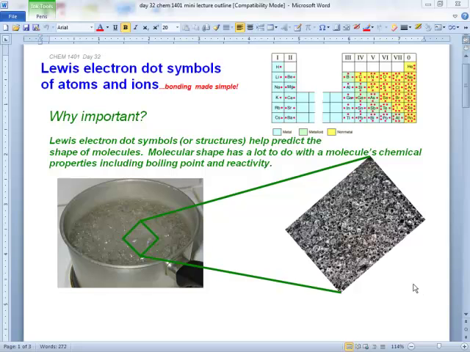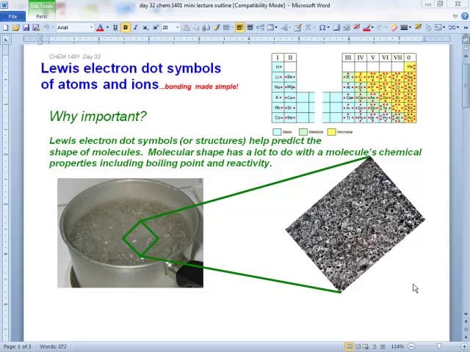So over the next few days, our big goal is to be able to predict what the shape is of actual molecules. And if you can predict the shape of a molecule, then that gives you a real handle, a real clue on what its boiling point might be, just a lot of its properties. It's what it will and will not react with. And this gives you a lot of insights into what a chemical can and cannot do if you know its shape, or why it does what it does. So that's kind of our big goal.